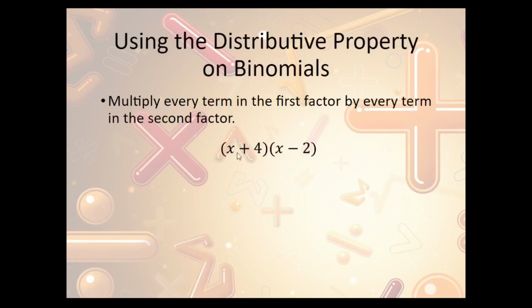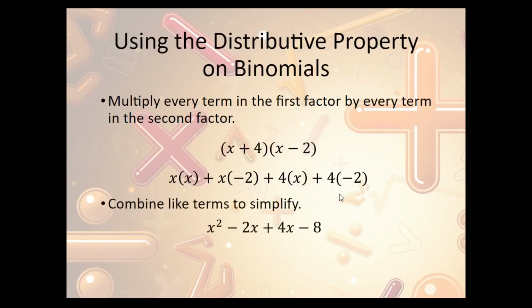Pretty simple. So we take x and multiply it by x. We take x and multiply it by negative 2. Then that's all for the x's. Now we do the 4. So 4 times x and then 4 times negative 2. And now we go ahead and combine these. So x times x is x squared. Negative 2 times x is negative 2x. 4 times x is 4x. And 4 times negative 2 is negative 8.